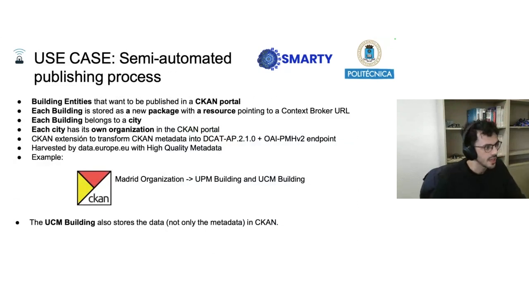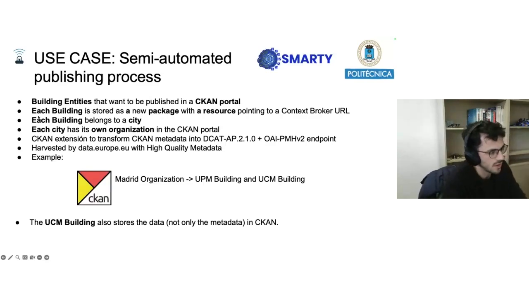Okay, so as a use case of this semi-automatic publishing process, what we have done is building different entities in this NGSI-LD format that we want to publish in a CKAN portal. Each building is going to be a new package with a resource, and the data is not going to be stored in the data portal, because it's going to be stored in the Orion Context Broker, which is a database. But the open data portal is going to have the link to this database in order to have the real-time data updated and without any inconsistency.